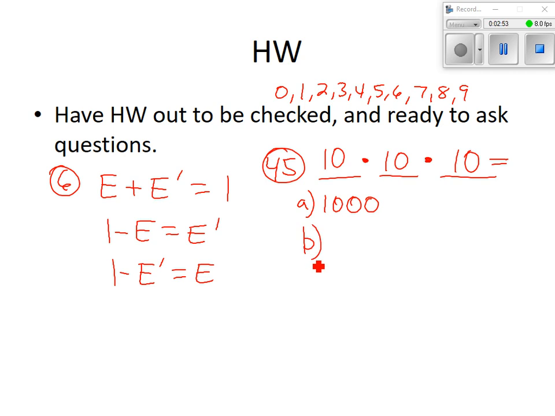Let's see here. What is the probability of randomly selecting the correct access code on the first try? So you got some access code. That's my access code. You can't see it. What's the chances or the probability that you get it correct on the first try? 1 out of 1,000.